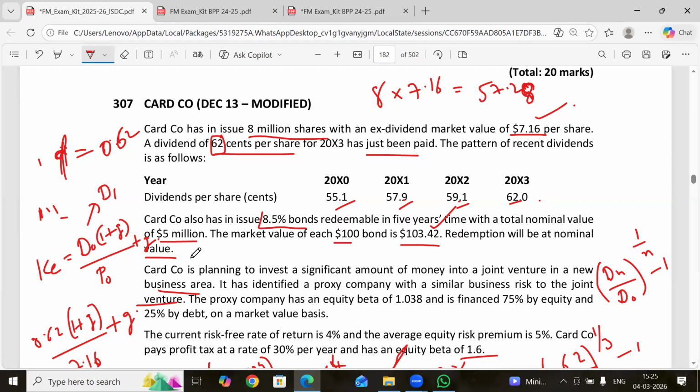So what is the market value? First, you need to find out the number of bonds. 5 million is 50 lakhs. 50 lakhs divided by 100 gives you 50,000 bonds. Into 103.42, it is 51 lakhs 71,000. So I can say 51.71. So we've got debt and equity both. Now can we find out our project specific beta? Yes. So all of you take this. How I did it: 5 million is 50 lakhs, 50 lakhs divided by 100 is 50,000, 50,000 into 103.42. Let's move forward now.